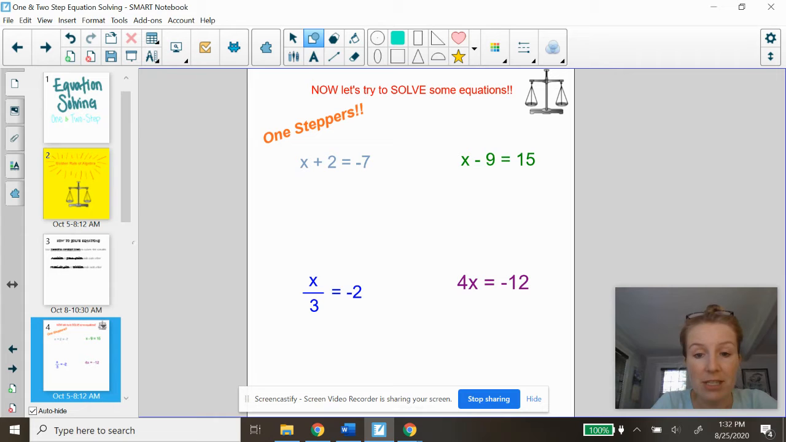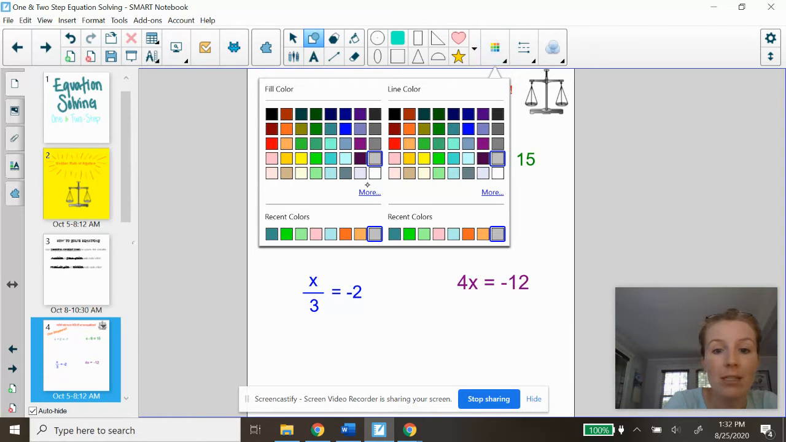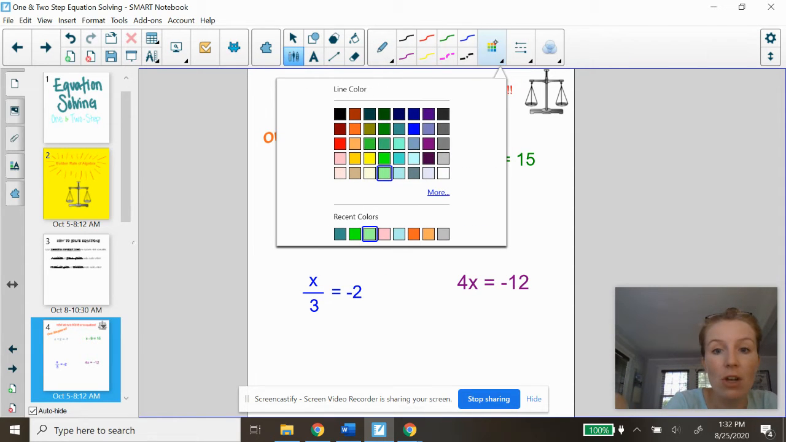Here on this page, you'll see that we have 4 one-step equations. When I say one-steppers or one step, that means that I need to do one operation in order to solve the equation. And our goal here when solving these equations is to isolate, meaning get by itself, isolate x or the variable if it's not x. So let's begin here by solving each of these.